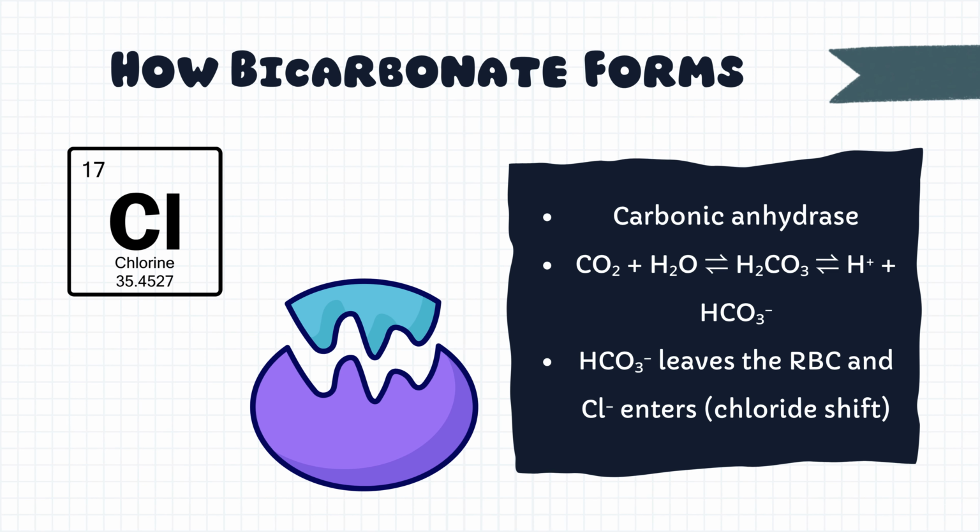Here's how CO2 becomes bicarbonate. In tissues, CO2 diffuses into red blood cells. There, carbonic anhydrase catalyzes this reaction. CO2 plus water becomes carbonic acid. Carbonic acid dissociates into hydrogen ions and bicarbonate. Bicarbonate exits the red blood cell into the plasma. Chloride ions enter to maintain electrical balance. This is the chloride shift. Hydrogen ions are buffered by hemoglobin. In the lungs, the process reverses. Bicarbonate re-enters the RBC, recombines with hydrogen, forms carbonic acid, and then CO2 and water. CO2 is then exhaled. This system also helps regulate pH through the bicarbonate buffer.